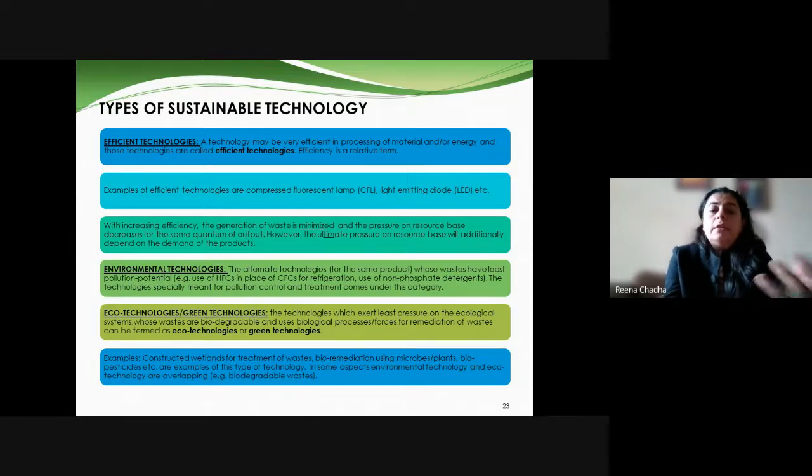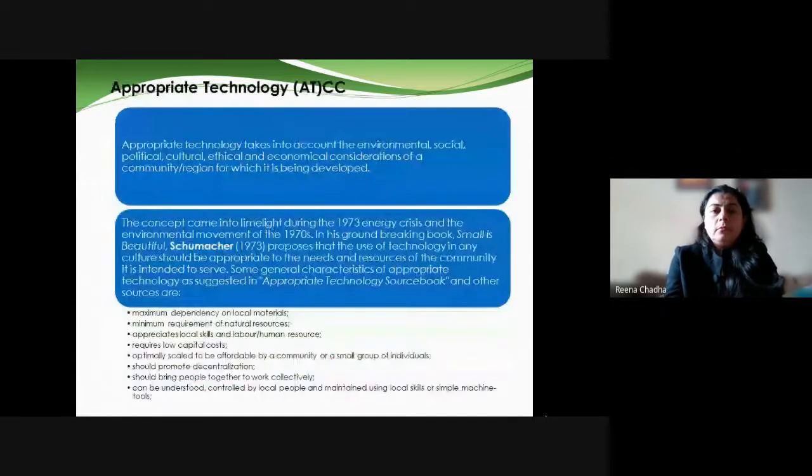Then you have constructed wetlands for treatment of waste, bioremediation using microbes, plants, biopesticides. So these are all different fields where you can work in future, where you can give your inputs, where you can collaborate for some R&D projects in future. So what is appropriate technology?